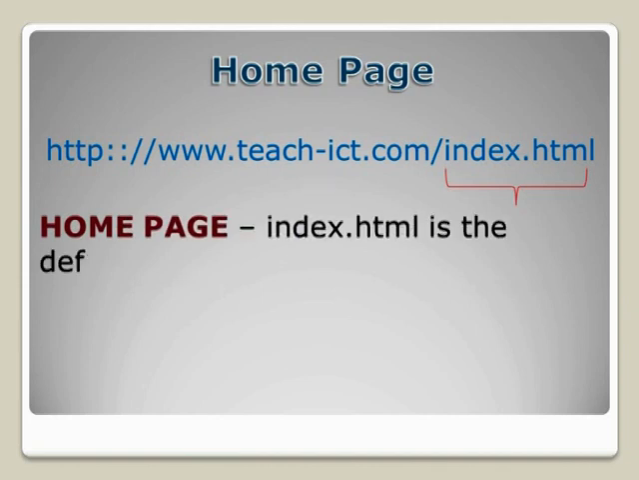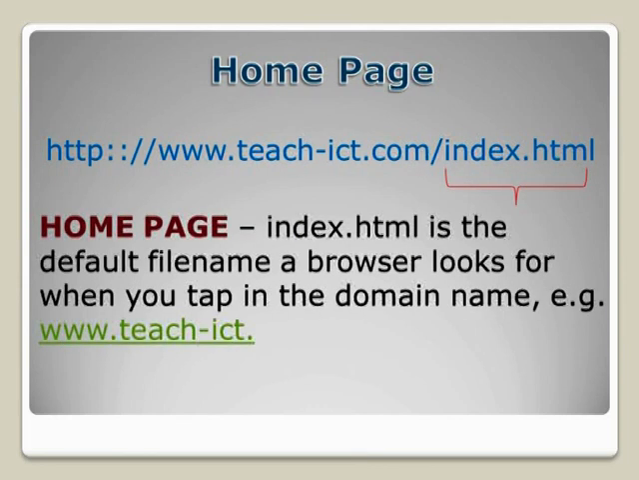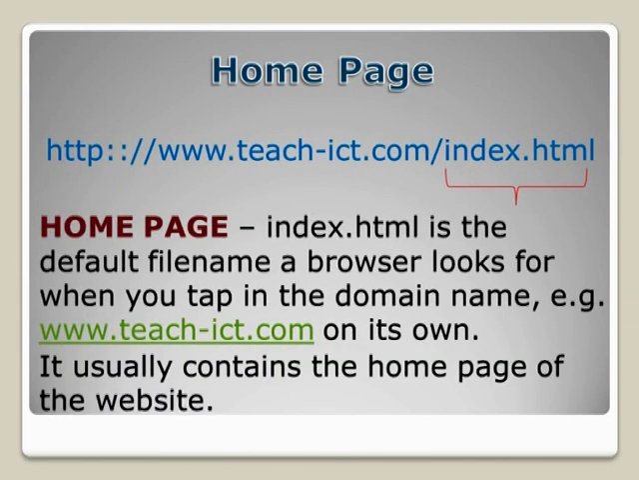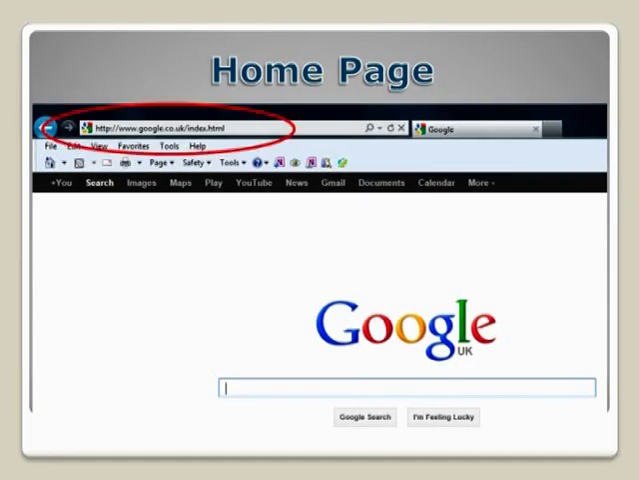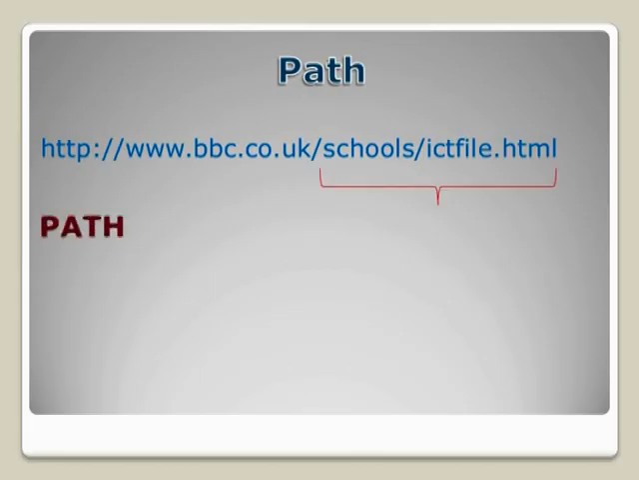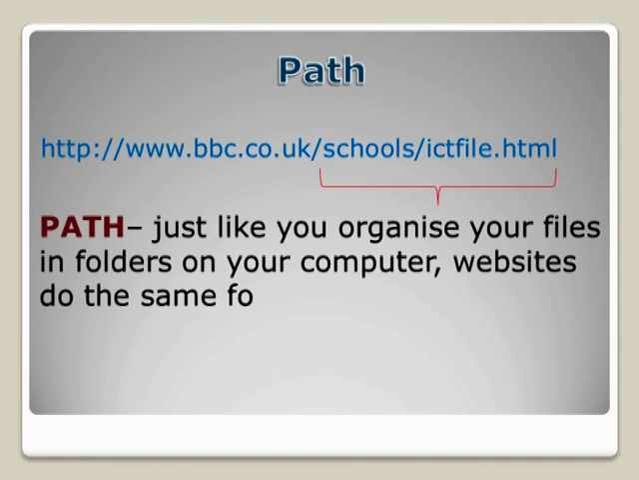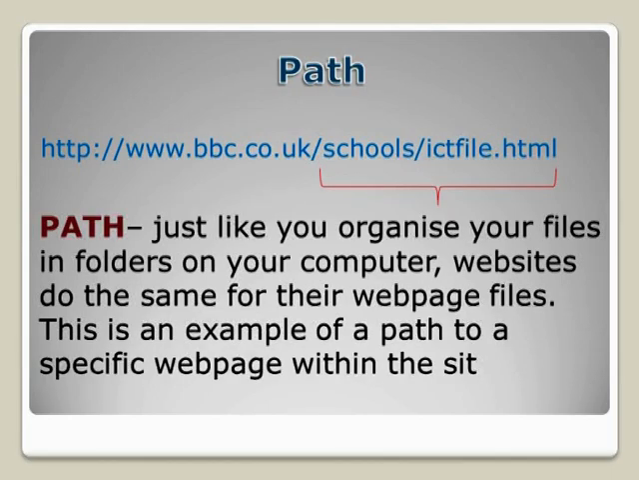Index.html is the default file name a browser looks for when you tap in the domain name. It usually contains the home page of the website. Here we can see index.html for Google and its home site. Sometimes it's not even displayed. Just like you organize your files in folders on your computer, websites do the same for their web page files. This is an example of a path to a specific web page within the site.